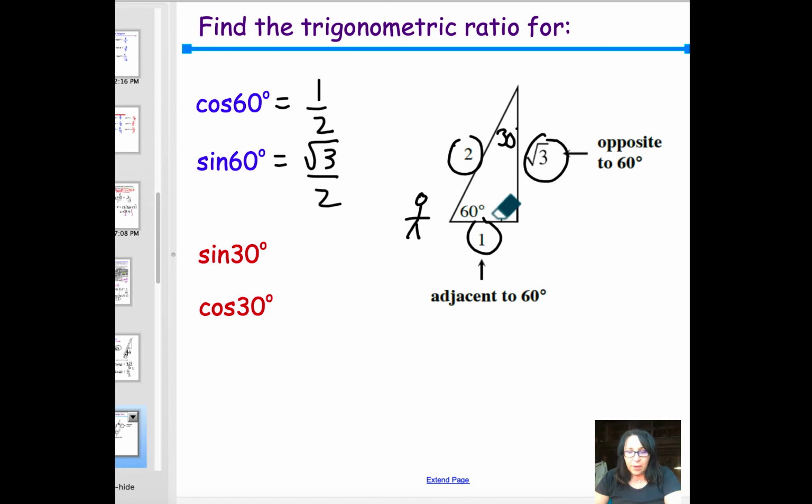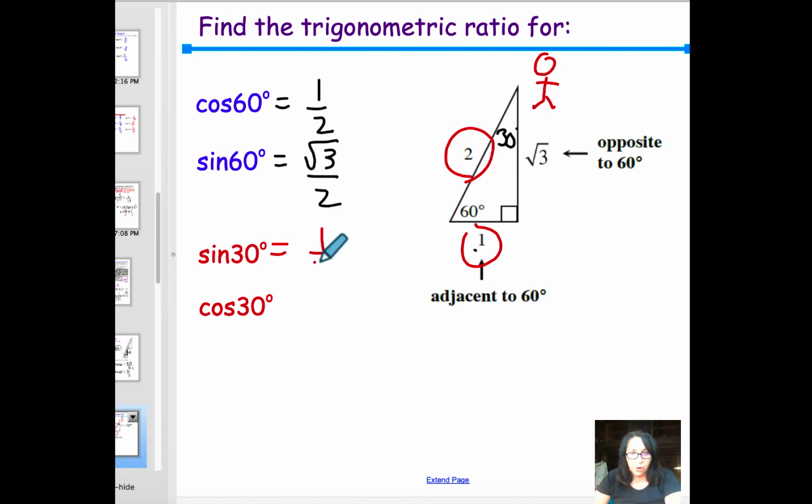Now, if you move yourself and put yourself on the other end of the 30, 60, 90, I'm now at 30 degrees. Sine of 30 is the opposite side over the hypotenuse, and so this is 1 over 2. And cosine of 30 is the adjacent side over the hypotenuse. So that's root 3 over 2.